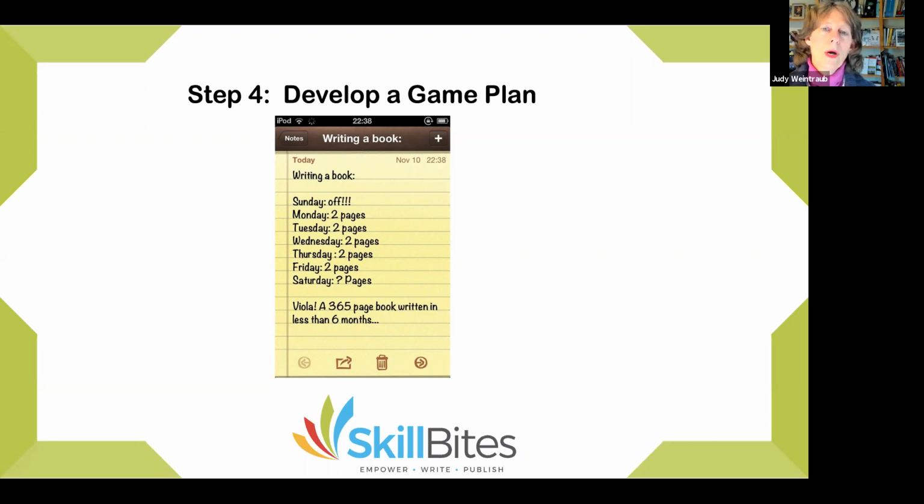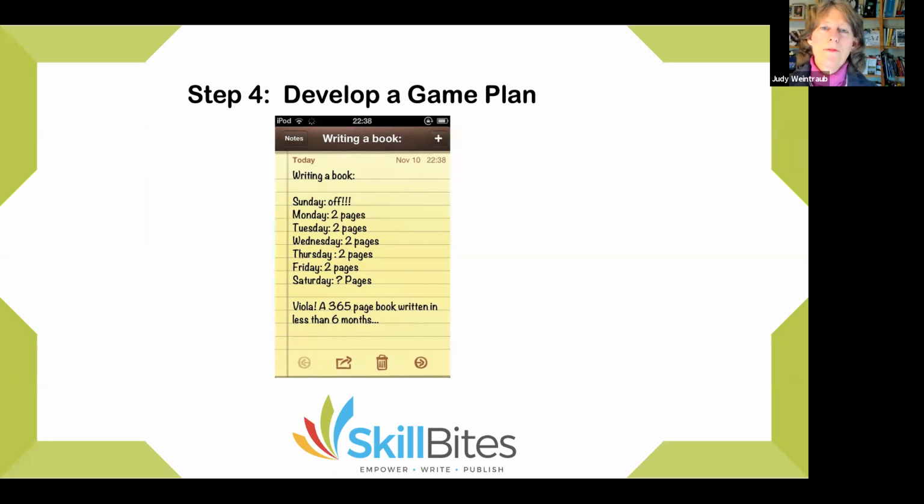You also want to think about who could hold you accountable to your timeline. It might be a family member or a friend or a colleague, or you can use SkillBites. But when you have somebody holding you accountable to your timetable, you're more likely to actually do what you need to do when you've scheduled it. So having this game plan will help you get through the process of getting your book done. And without it, it will take you quite a bit longer.